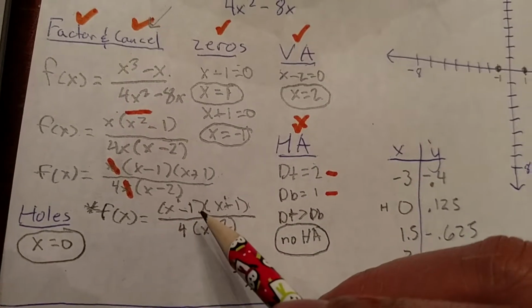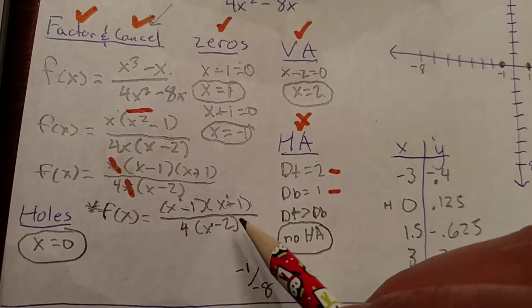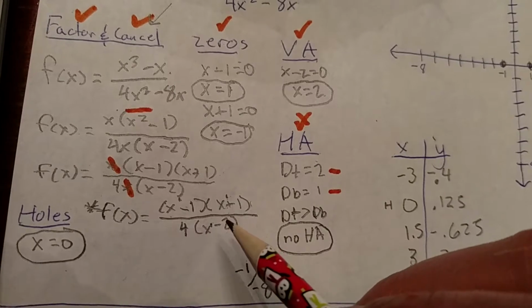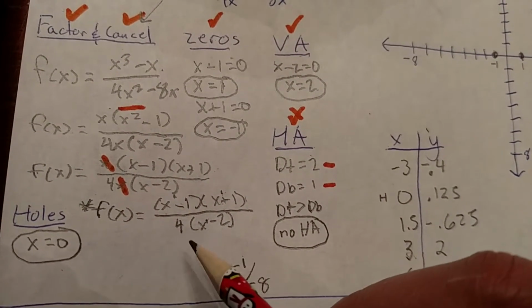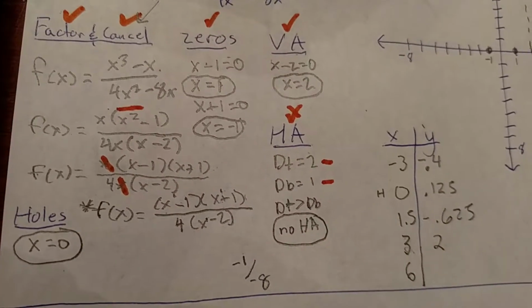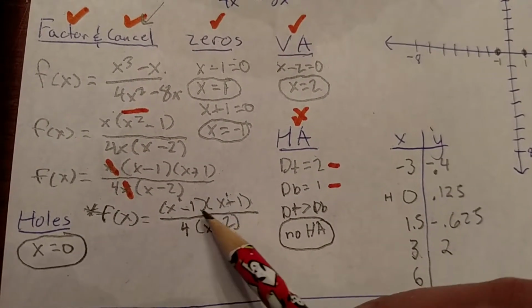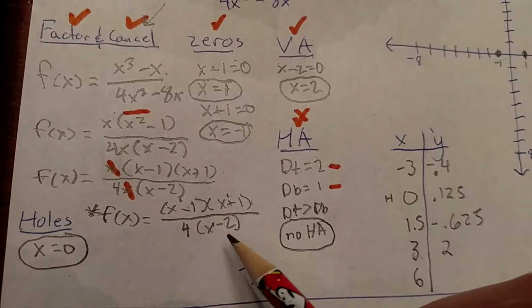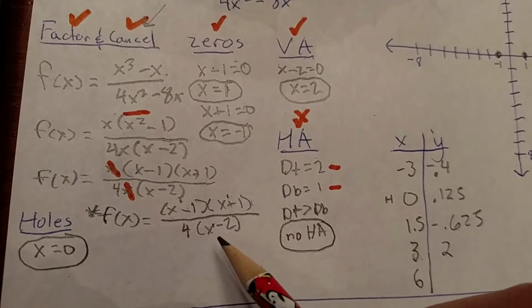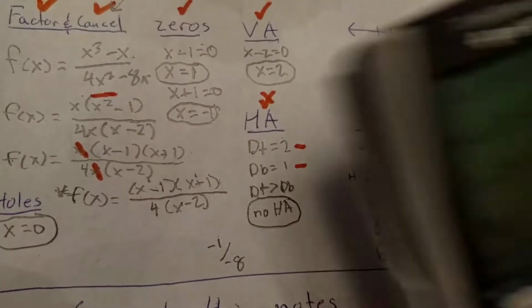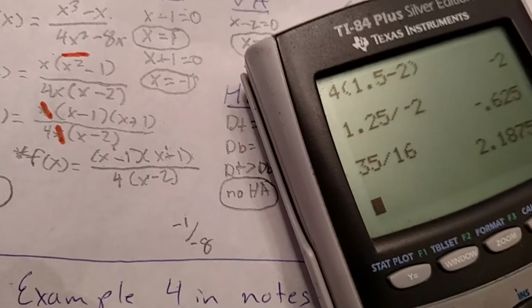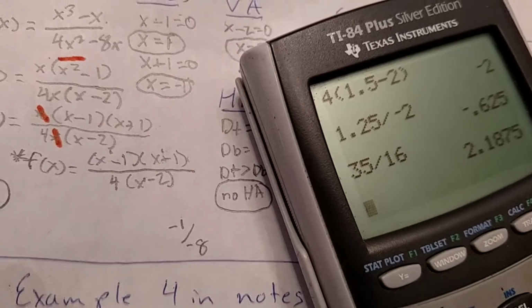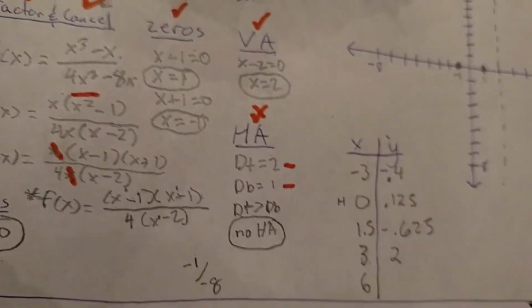6. 6 minus 1 is 5. 6 plus 1 is 7. So 5 times 7 is 35. 6 minus 2 is 4. 4 times 4 is 16. So we got 25 over, no, double check. 35 over 16. Yeah, 35 over 16. What is that? 2.18. So a little bit over 2.